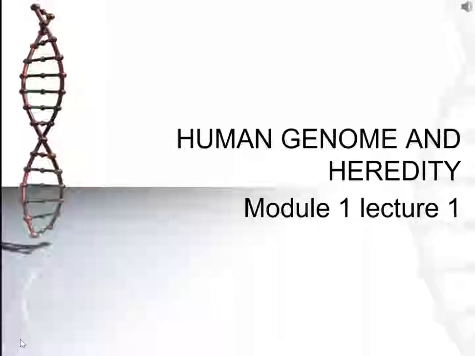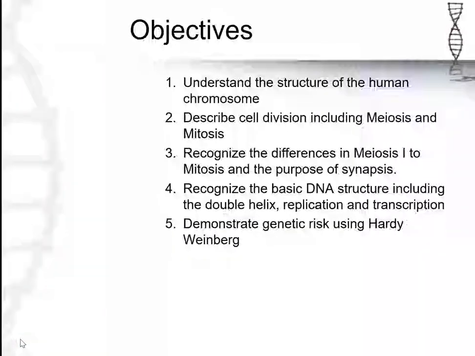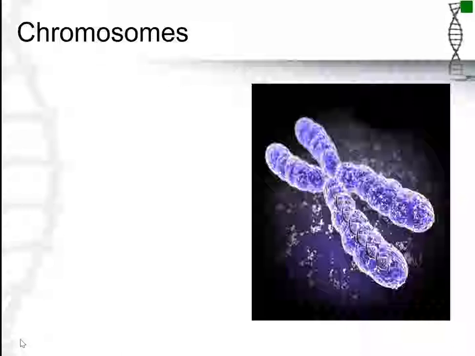Human Genome Heredity, Module 1, Lecture 1 in the Genetics series. The objectives of this lecture are to understand the structure of the human chromosome, describe cell division, including meiosis and mitosis, recognize the difference between meiosis 1 and mitosis and the purpose of synapsis, recognize the basic DNA structure, including the double helix, replication, and transcription, and demonstrate genetic risk using Hardy-Weinberg.